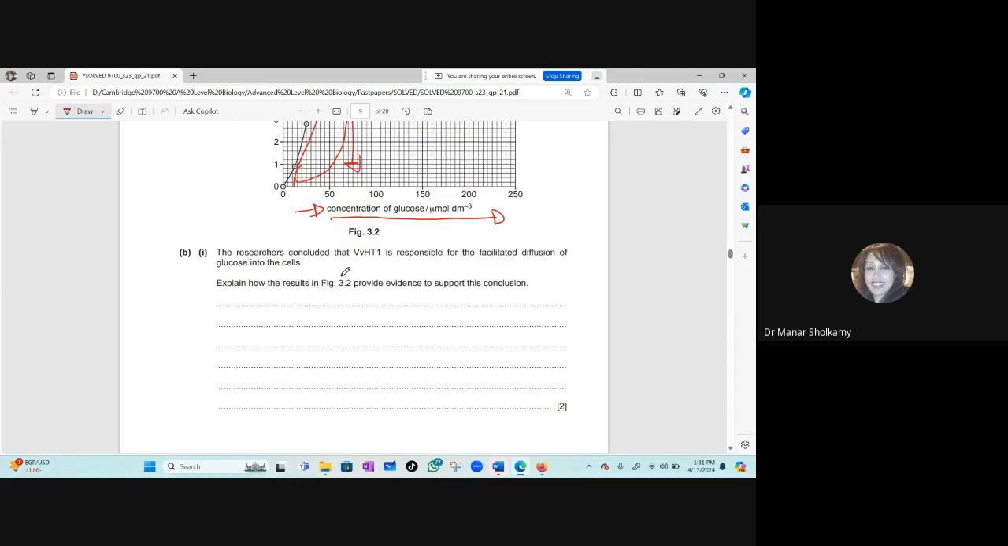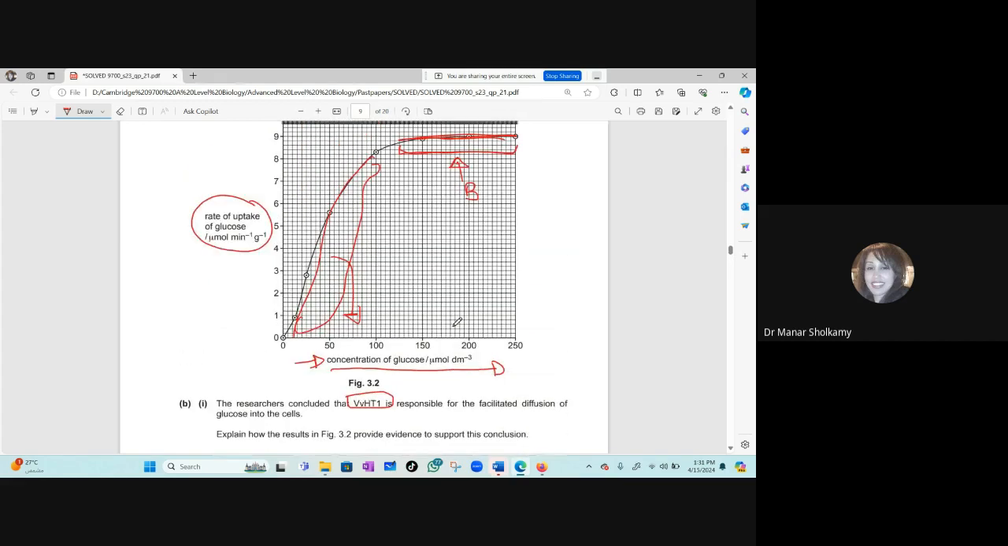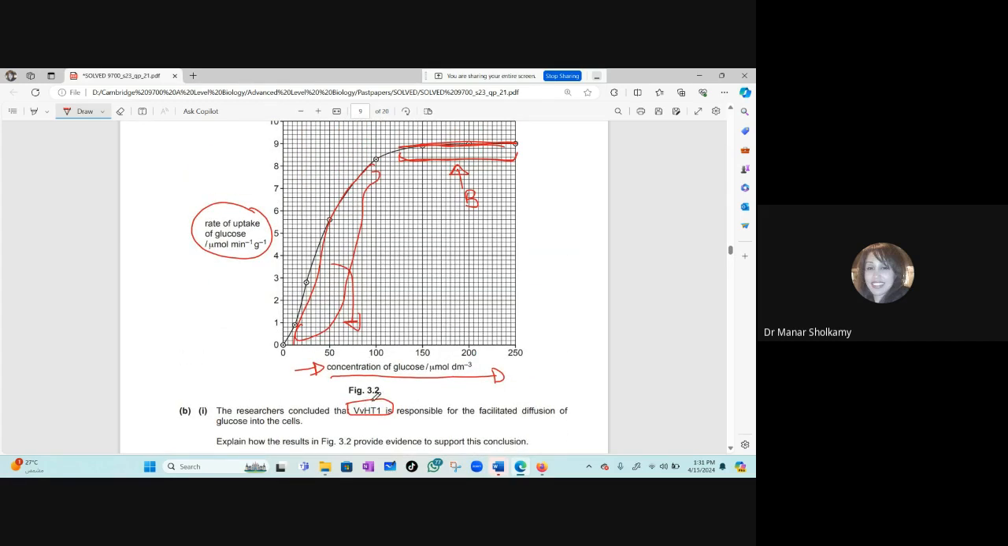Okay, explain how the results in figure 3.2 provide evidence to support this conclusion. So I have to read the question. The researchers concluded that this is responsible for the facilitated diffusion of the glucose into the cells. This membrane protein is responsible for the facilitated diffusion. Explain how the results in figure 3.2 provide evidence. Now, this is so clear. When they had this membrane protein, what happened to the rate of glucose uptake? It increased, then it reaches a maximum and becomes constant. Because what is going to be the limiting factor at B? It's not an enzyme then.